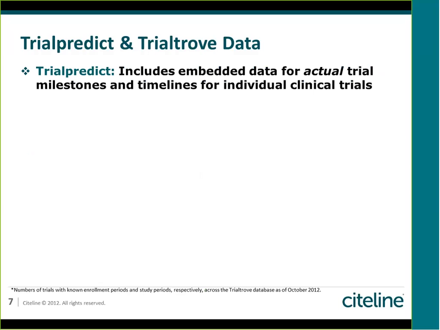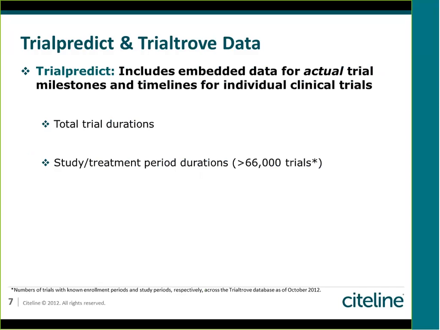Well, Citeline has been collecting and capturing clinical trial timing benchmark data for over 4 years in a component called Trialpredict. And Trialpredict contains these embedded data for actual trial milestones and timelines for individual trials. And these data include known start dates, known trial durations. Also included are known enrollment durations and study or treatment periods. And the numbers in parentheses are the number of trials where we have known durations for these 2 periods as of October of 2012.